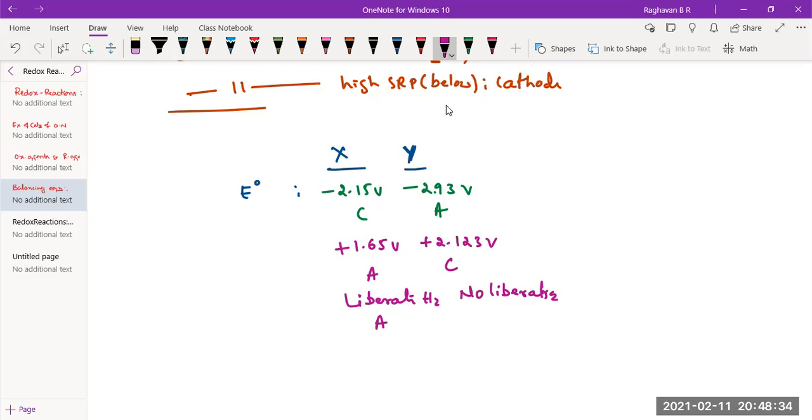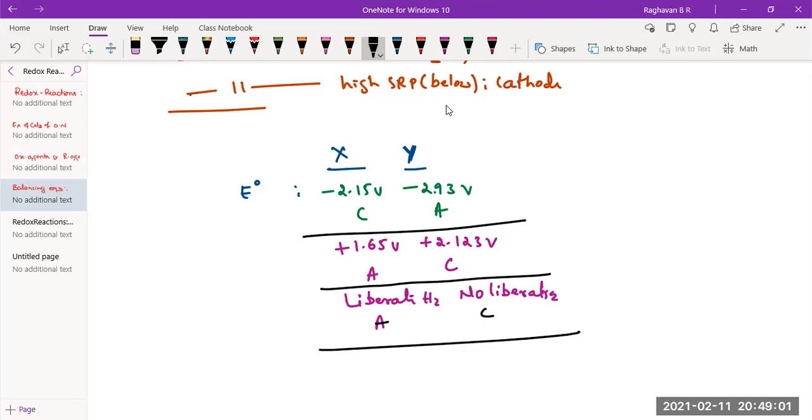You wrote A and C only. What is this? X is there now. What is the need to represent A and C again? Oh, that is for the previous one. Oh, sorry. Same color, it got confused. So this is for the next one, right? This is anode. This is cathode. Let me draw the line.